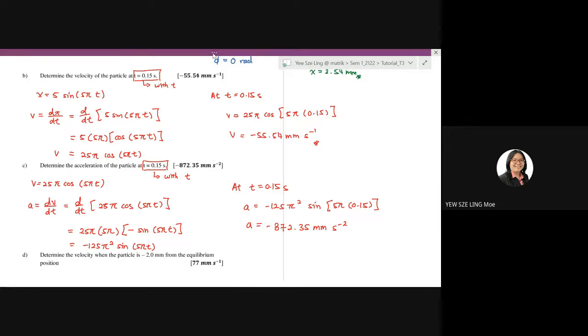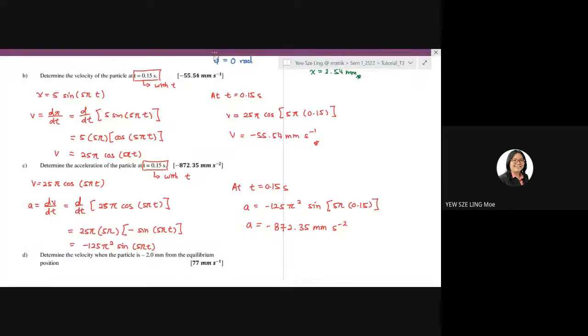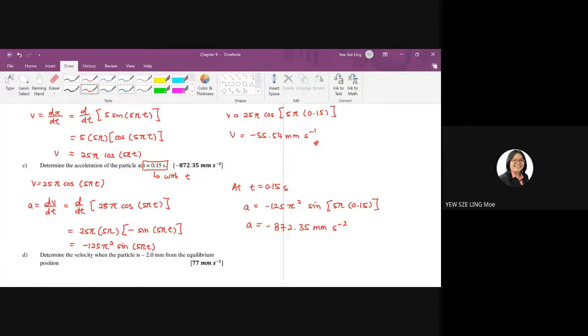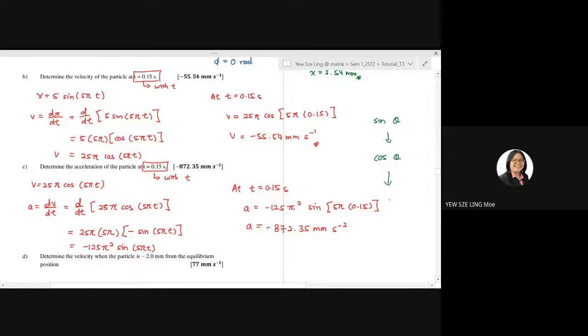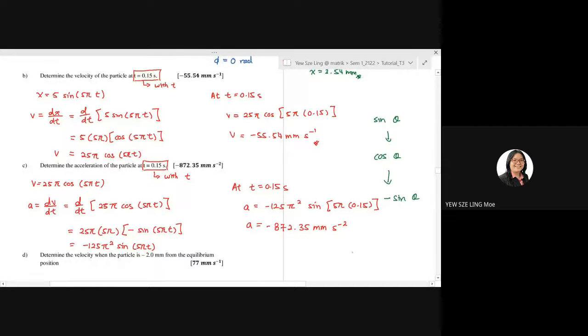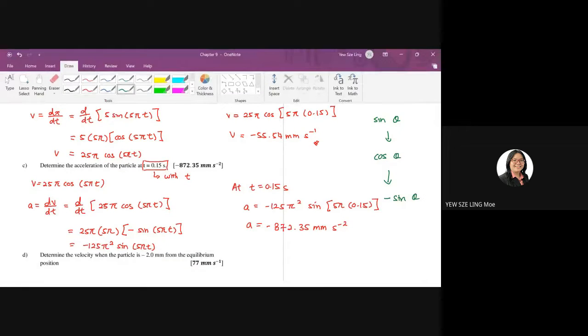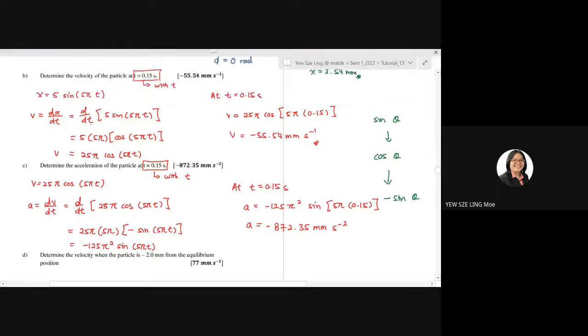Okay, so the sequence is like this. If you start from sin, you differentiate sin theta, you will get cos theta. Okay, but when you differentiate cos theta, you obtain negative sin theta. So that's why when you have cos in the velocity, differentiating it gives negative sin in the acceleration A.